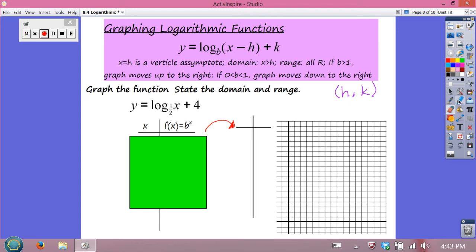Let's look at our function. Y equals log base 1/2 of x plus 4. Notice that this is by itself. The 4 is not within the parentheses. Am I right? So that is a big mistake that somebody could make. We want to make sure that if there is an h, it is in the parentheses. This is our k value. So our new origin is (0, 4), right?